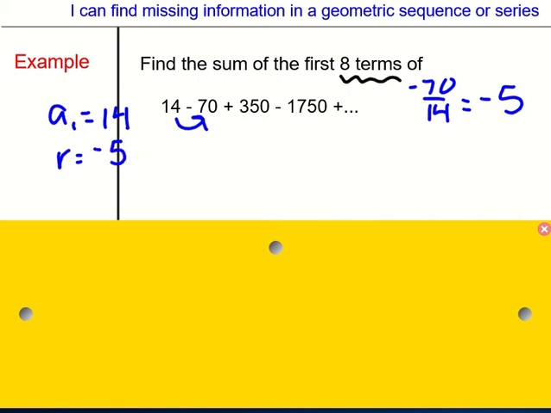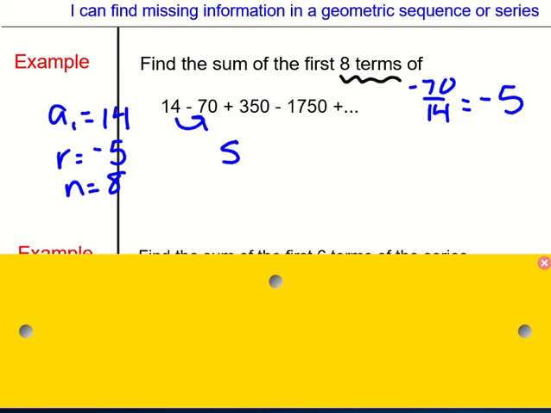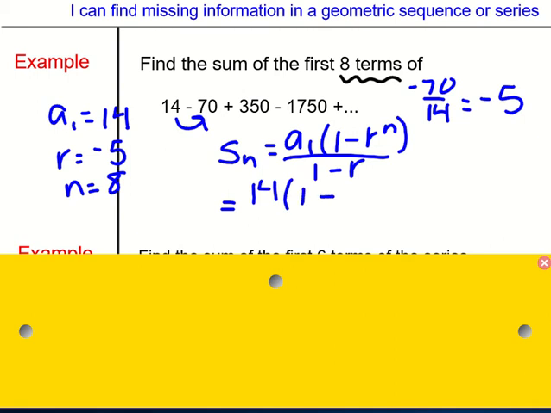We already know this is a geometric sequence, so we don't need to check that there's a common ratio. It is going to be. Now our n: this problem wants the sum of the first 8 terms, making our n 8. So I'm going to use Sn equals A1 times 1 minus r to the nth, all over 1 minus r. This gives me 14 times 1 minus, now be careful, our ratio is negative 5, so we put parentheses around it, all over 1 minus negative 5.